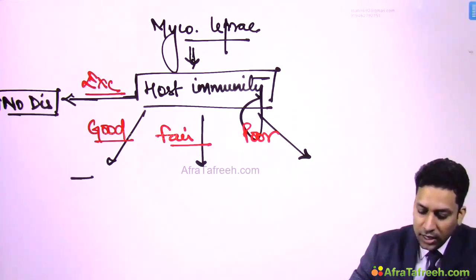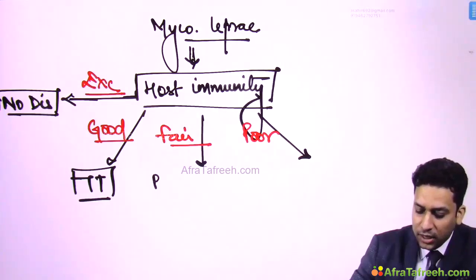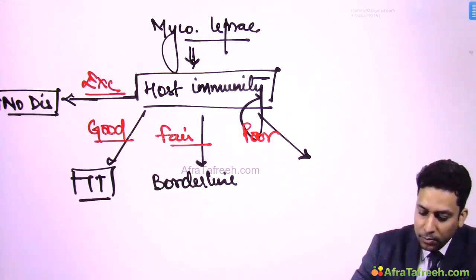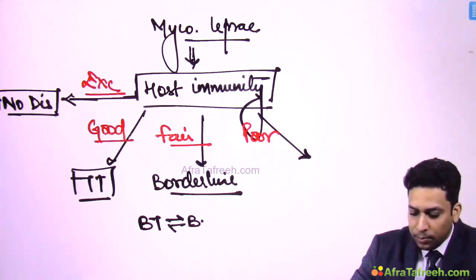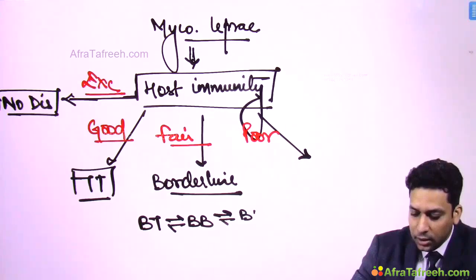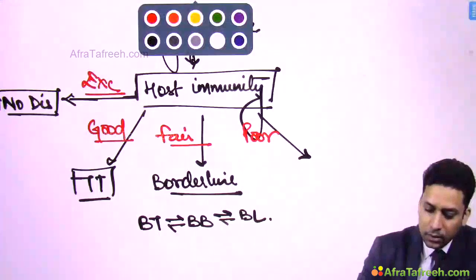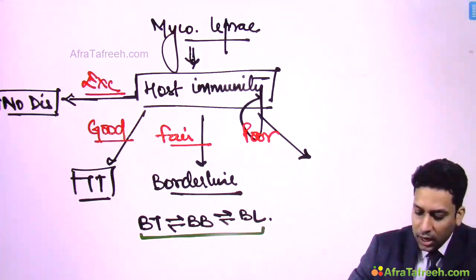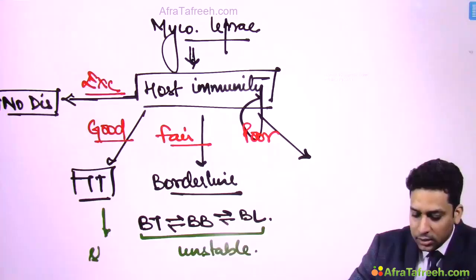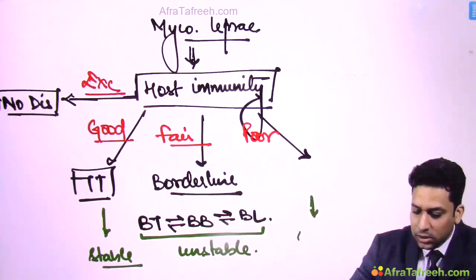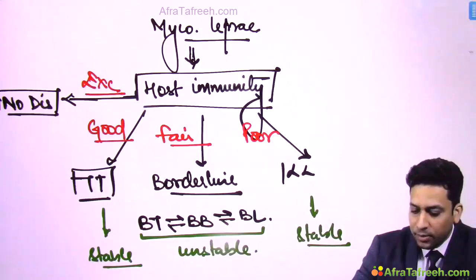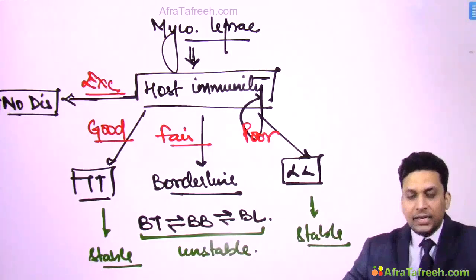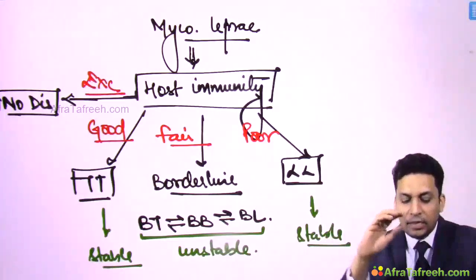But if it is good, the patient can develop TT type of leprosy. If it is fair, the patient can develop borderline type of leprosy. There are different types of borderline leprosy, like BT. This can interchange to BB, which can interchange to BL. So as you can see, these can interchange. All these three are unstable forms of leprosy. Why unstable? Because they can interchange. While this is the stable pole, similarly this is also a stable pole. When immunity is poor, the patient develops LL type of leprosy. So you can see that different types of leprosy are there depending on the host immunity.